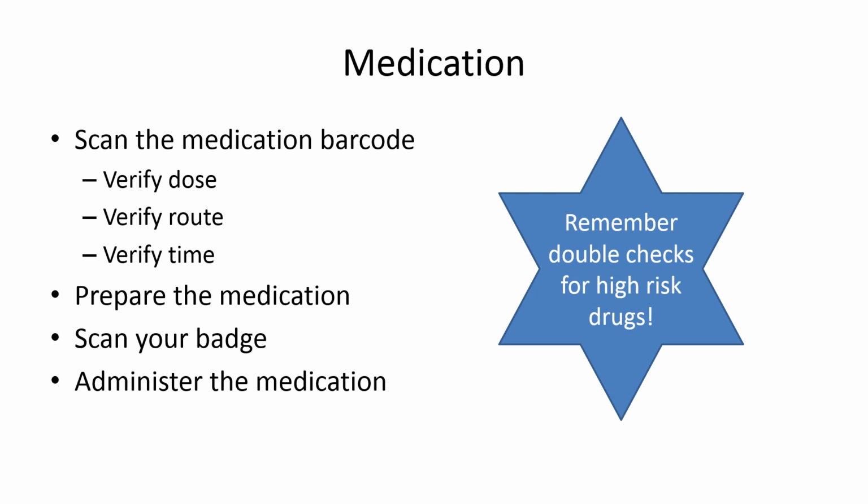Now you scan the medication's barcode, confirming once again that you are administering the appropriate medication. Prepare the medication, either drawing it up for an injection or opening the medication and placing it in a cup. Now scan your own badge and then administer the medication. Don't forget, some medications are considered high risk. Those medications require a double check with another nurse. The nurse should be at the bedside verifying the same medication administration safety checks independently prior to co-signing the medication administration.